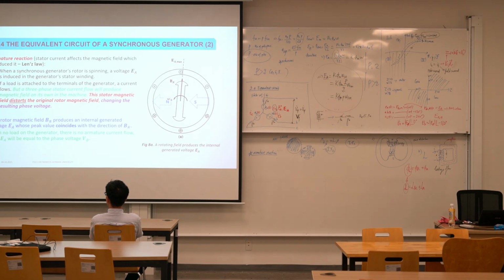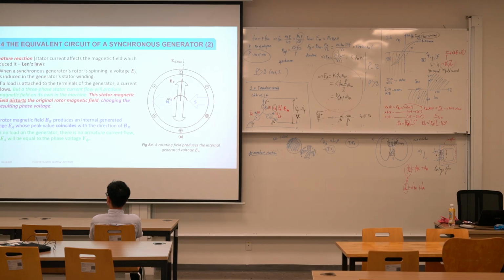Now, if we connect the load, this is load. This is output power, this is electrical power. So we have load. A, B, then C. Now, this is the closed circuit, right? So we have IS, phase A current at this stator.